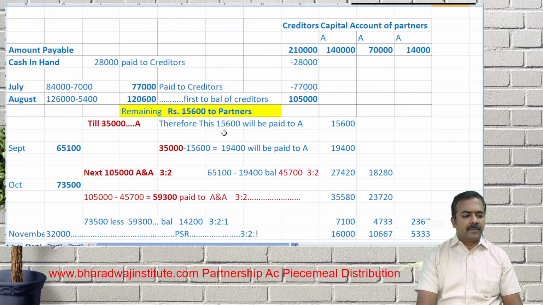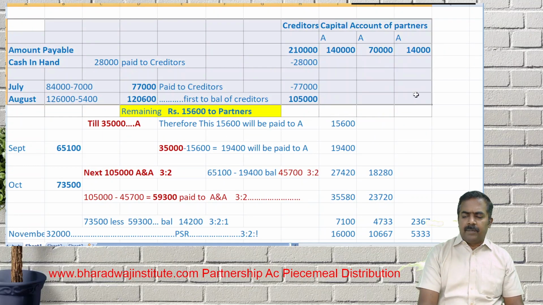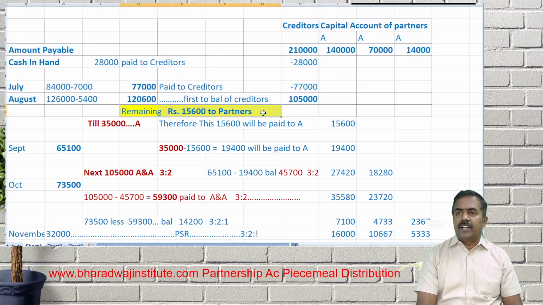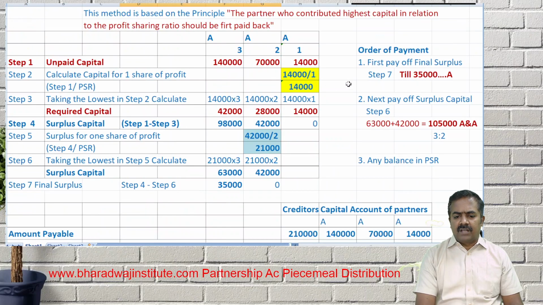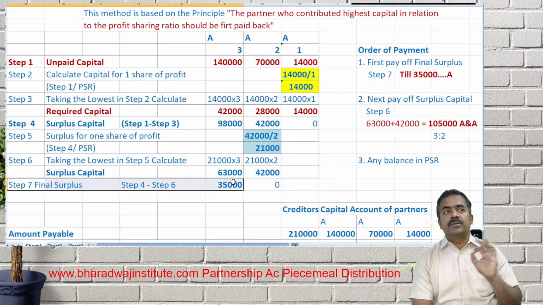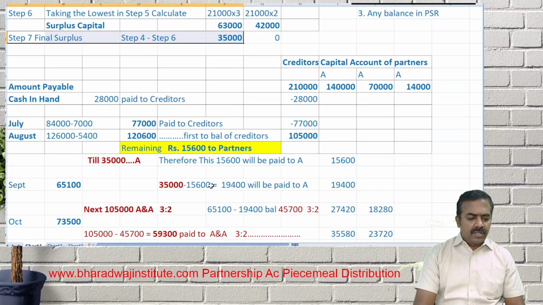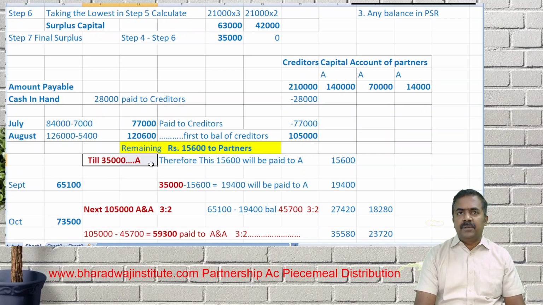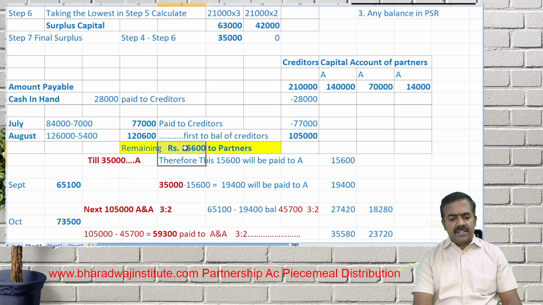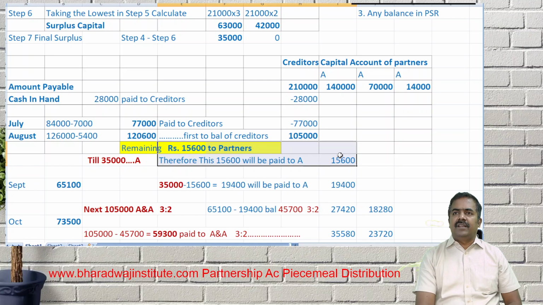Now let us execute it. Okay. Order of payment is the same. Remaining how much is available to partners? 15,600 is available to partners. In the order of distribution, to whom should we pay the first surplus? First partner, up to 35,000. Till 35,000 it can be paid only to A. So this 15,600 will be paid only to A.